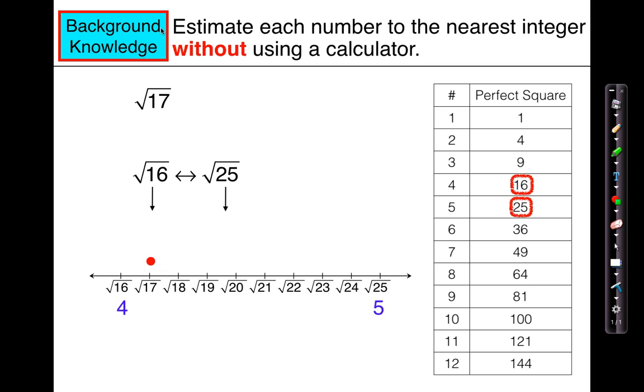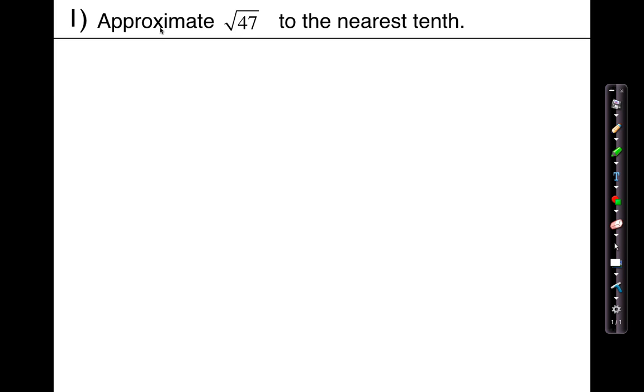So we're going to be applying both of those concepts in our lesson today because we're going to go a little bit more into detail. Instead of rounding just to the nearest integer, we're actually going to round to the nearest tenth. So you want a little bit more information. So let's take a look at our first example here. It says approximate the square root of 47 to the nearest tenth.